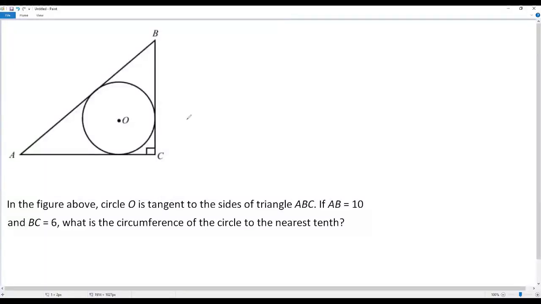Here we have a SAT math problem. Okay, let's go to the question. In the figure above, circle O is tangent to the sides of triangle ABC. If AB equals 10 and BC equals 6, what is the circumference of the circle to the nearest tenth?